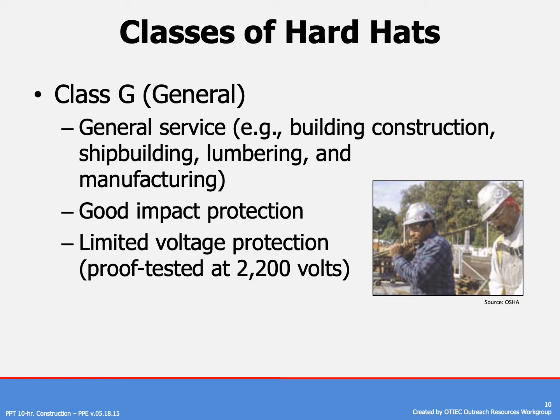Classes of hard hats. A Class G is a general type of hard hat. It is voltage protected to 2200 volts, which will take into account most of the exposure of a general type employee in a construction environment.